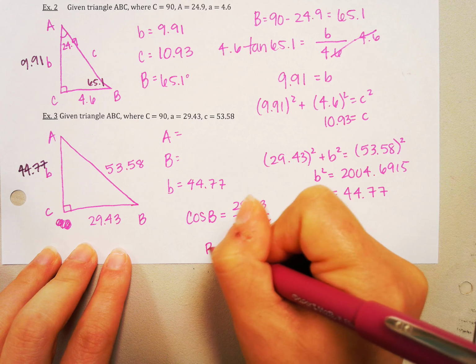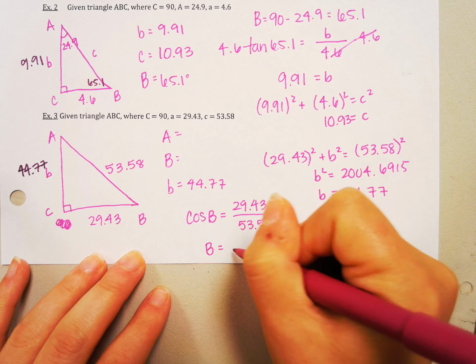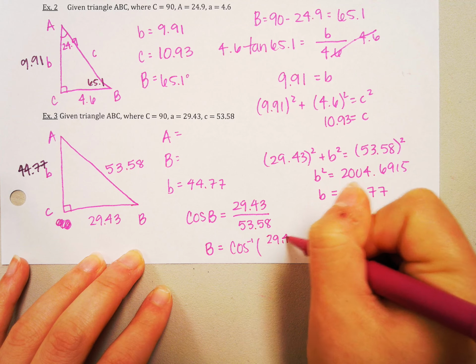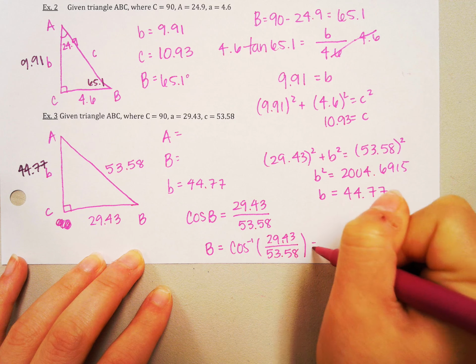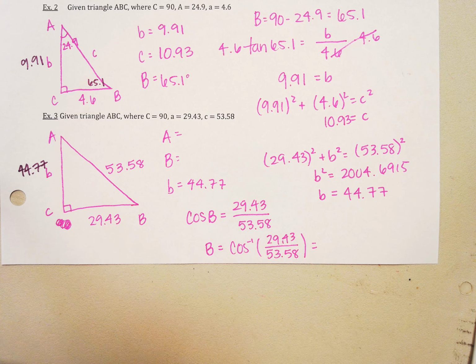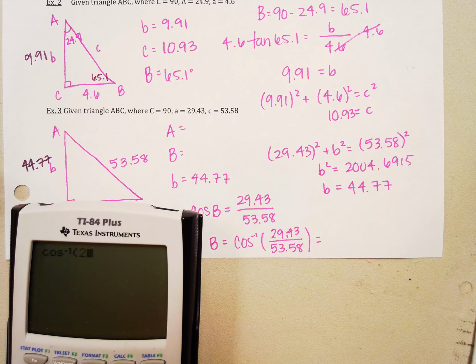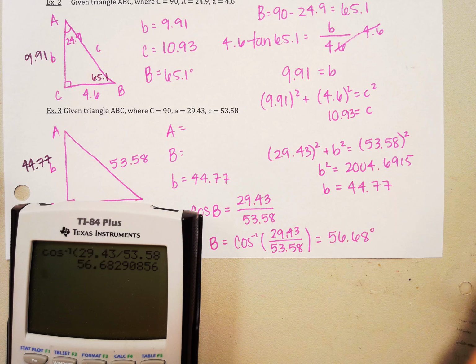And then to solve for angle B, since I have cosine in front, I have to undo it. So I have to take the inverse of both sides, which undoes cosine, and the opposite side will have the inverse cosine of the 29.43 over 53.58. So inverse cosine 29.43 divided by 53.58, and we get an angle measurement of 56.68 degrees.